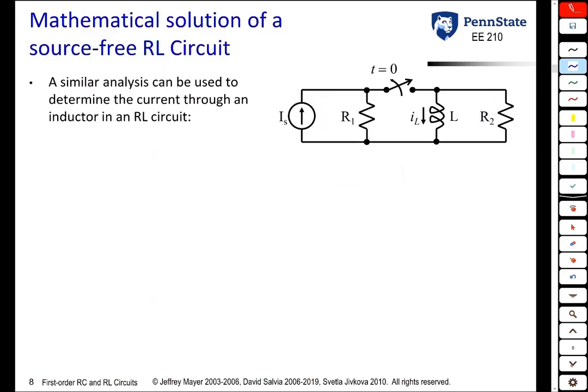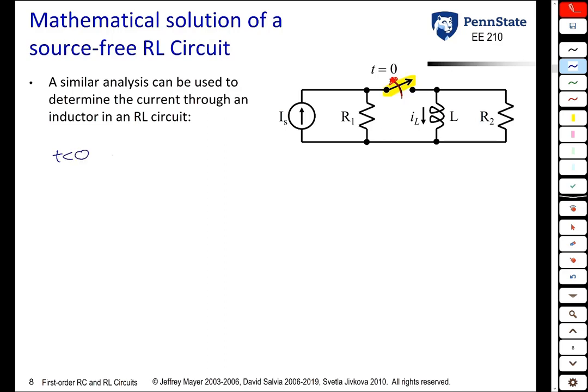Let's look at one more quick example. Let's look at a source-free RL circuit. So in this example, we have a current source, 2 resistors, and an inductor. And just like the previous example, we're going to have a switch. This switch at time 0 is going to open up and disconnect the current source and R1 from the inductor and the remaining resistor. Like the capacitive case, we're going to break this circuit into 2 distinct periods of time.